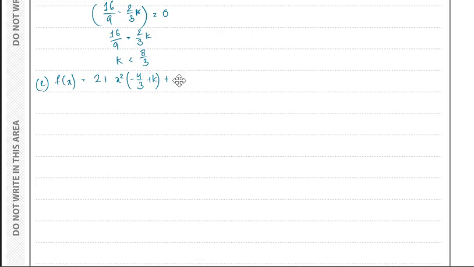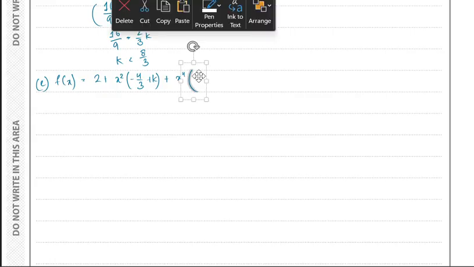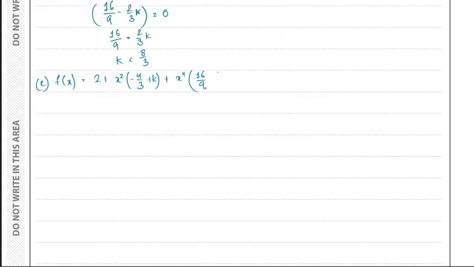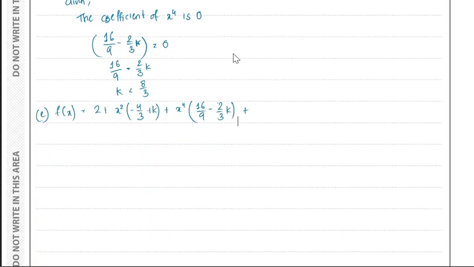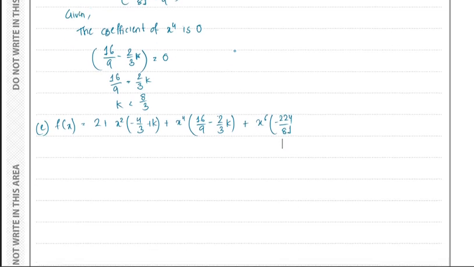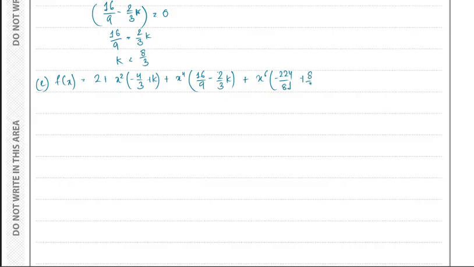Sorry. x to the power 4 multiplied by, not minus 6, 16 by 9 minus 2 by 3 k, and plus x to the power 6 times (minus 2 to 4 by 81), plus 8 by 9 k.